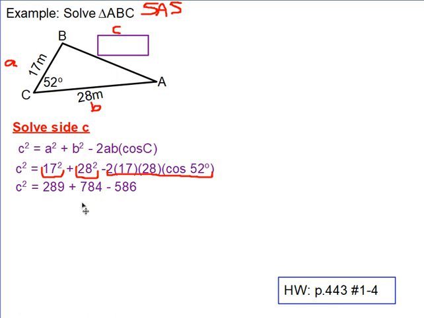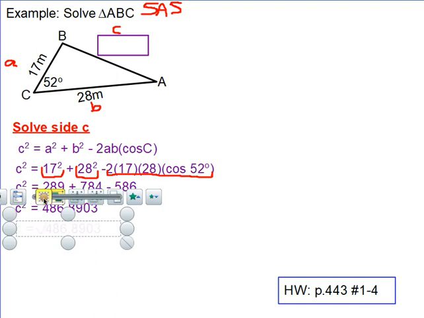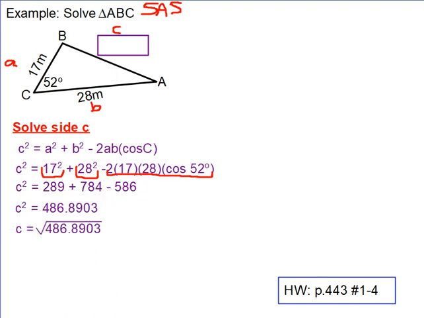In my next line, I'm going to condense this, collect our like terms here, right in the calculator again, all in one shot. And because we have c squared over here, the opposite of squaring is square rooting. So we square root this nasty number, and we get something like 22.1 for side length C.